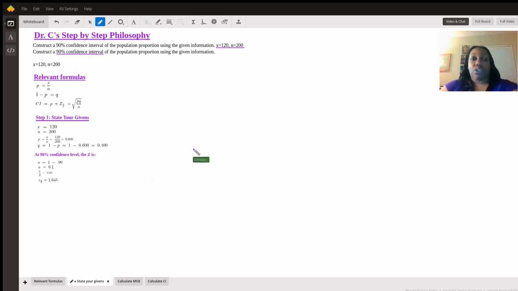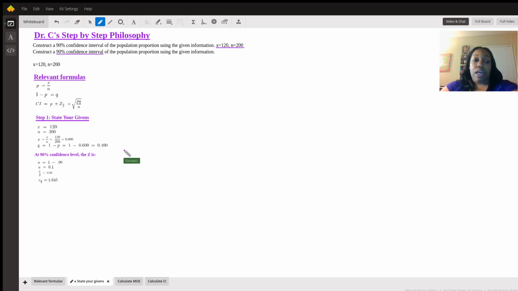So the first actual step is stating the givens. So again, the problem already gives us x equals 120 and n equals 200. So we have that here. From there, we calculate the proportion, which is 120 over 200, which gives us 0.6. So again, we calculate q. In order to do that, we do 1 minus p, which is equivalent to 1 minus 0.6, which gives us 0.4.